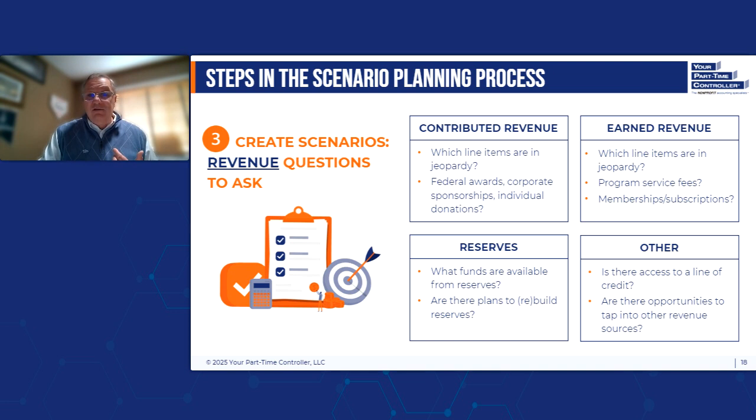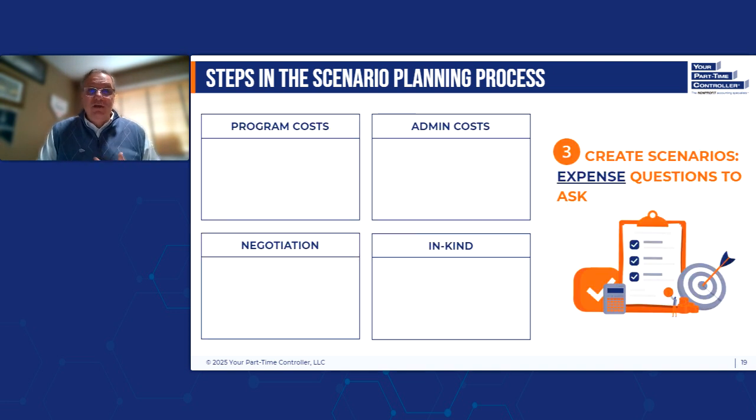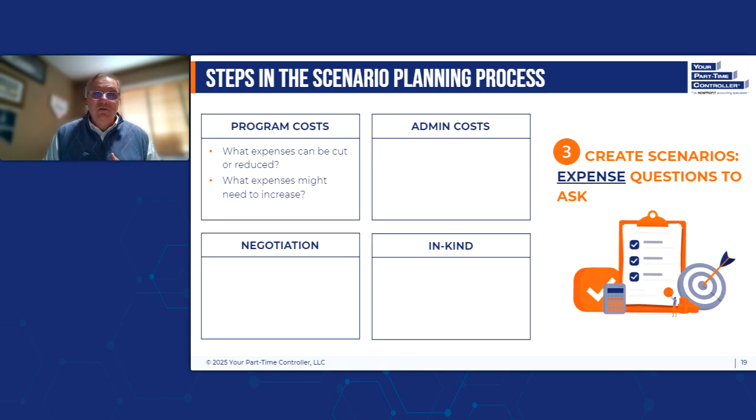Now, on the expenditure side, you want to do the same things as you're building your scenarios. Program cost. If you're thinking that you're going to cut a program, what expenses are going to be reduced? What expenses might need to increase? In order to cut a program, for example, there might be legal costs involved. There might be termination costs if you have a lease, for example, on a building and you're cutting a program. There's lots of different things you've got to consider as you're going through this.